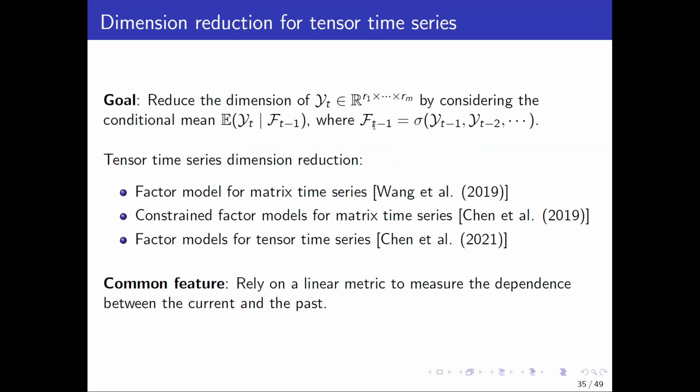Okay, so after this project, I thought the similar idea can be carried on to reduce the dimension on a tensor time series. Then my goal is reducing the dimension on a tensor time series where the dimension is still R1 times up to Rn. But now I will be focusing on this conditional mean of the current value of Yt given the past values of Yt. So due to the prevalence of the tensor time series, there are some methods which achieve the dimension reduction on a tensor time series, but they mostly rely on a linear metric to measure the dependence and then reduce the dimension.